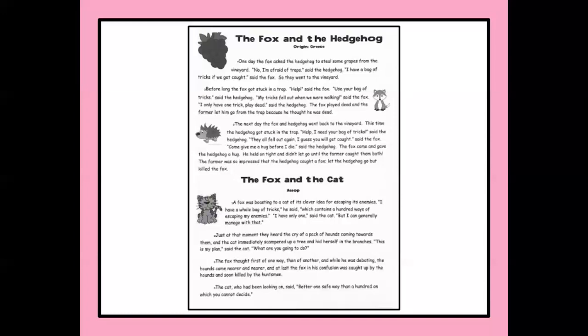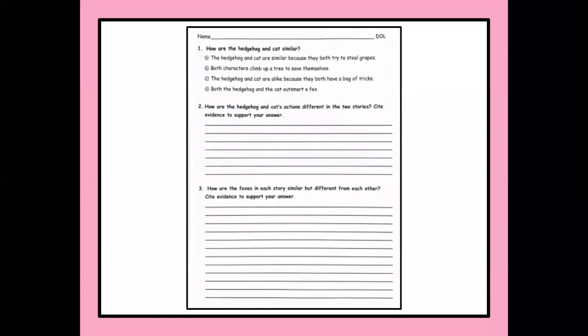In the first story, the hedgehog has only one trick, and that is to play dead. In the second story, the cat also only has one trick. So in both stories, they only have one trick. But the difference is that in the first story, the hedgehog's trick is to play dead, and in the second story, the cat's trick is to climb the tree. So as you can see, there are many similarities and differences.